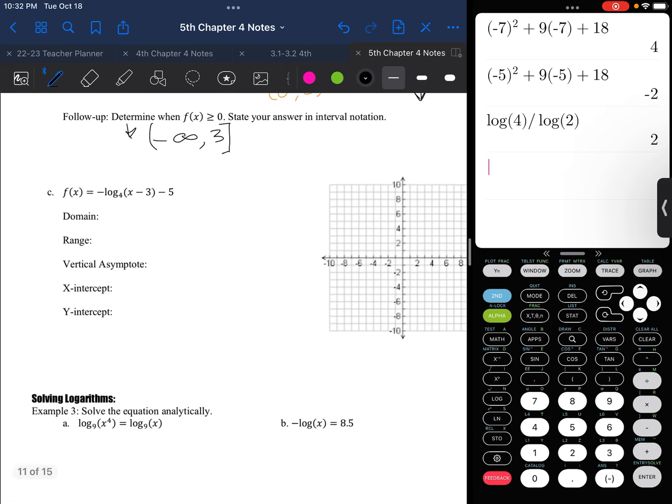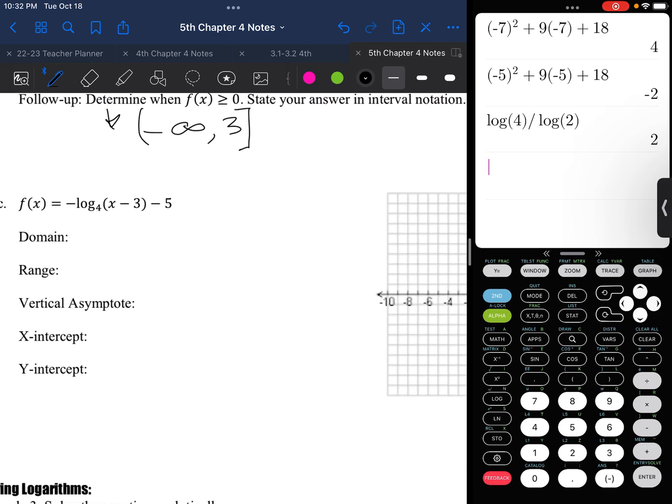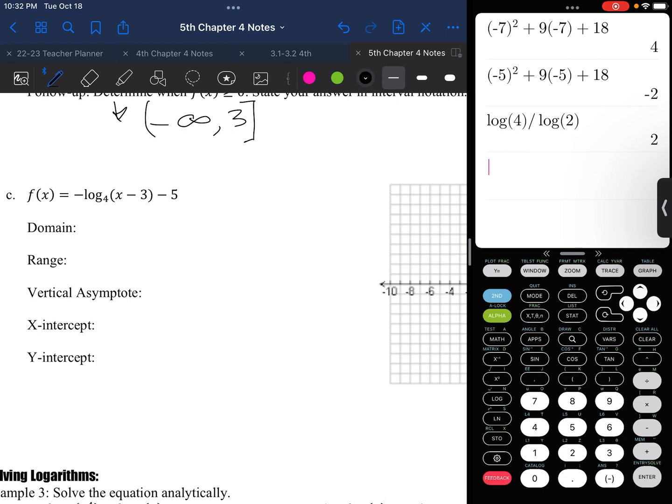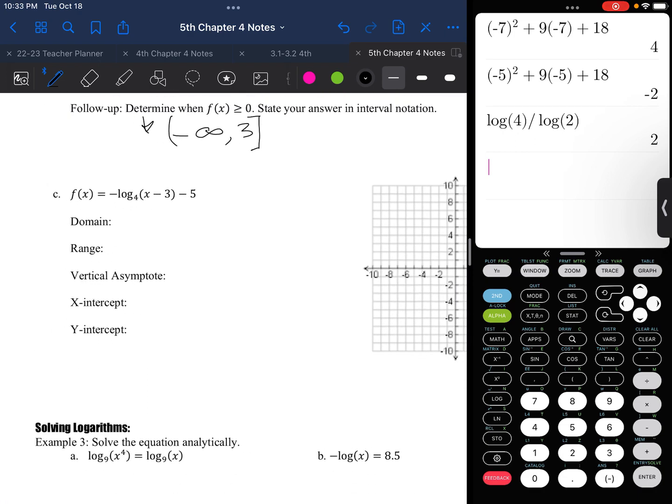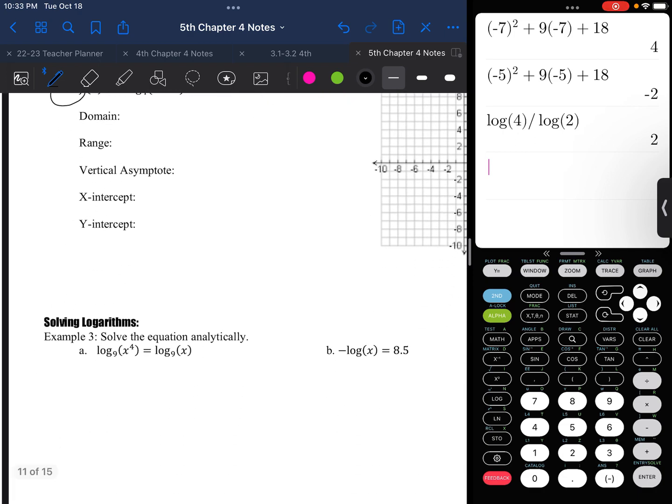All right. Let's do another one. Actually, I'm going to let you guys try and work this one out on your own. I will post the completed answer, but I want you to try and work it out on your own.